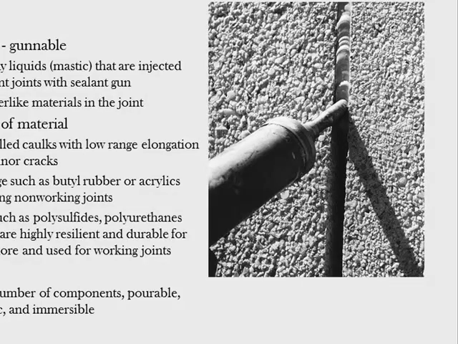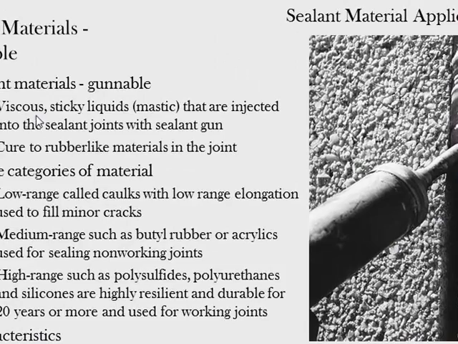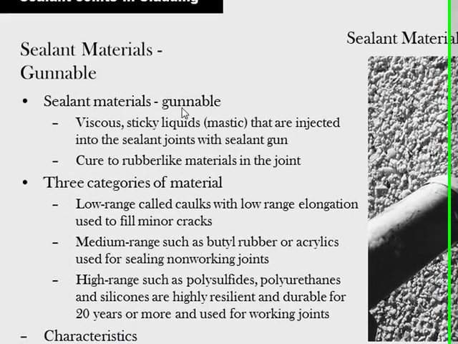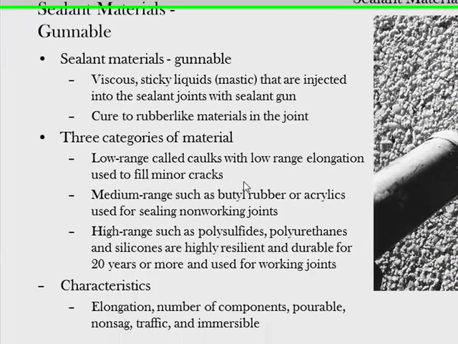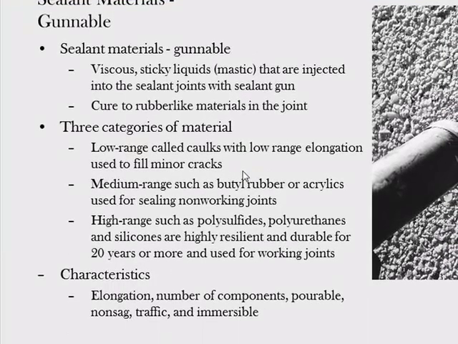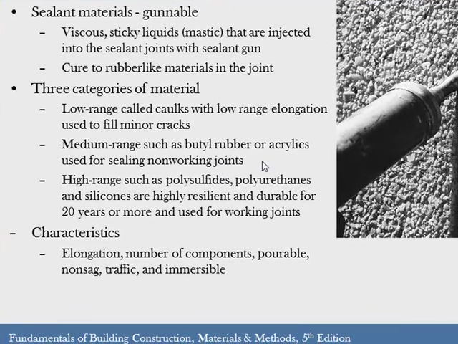So then there's sealants, like caulk. All y'all are familiar with caulking. There's gunnable sealants. There's 3 different categories, and when you start detailing this kind of stuff, you have to be familiar with it and understand. Low-range caulks are to fill minor cracks. Medium range, such as butyl rubber or acrylics, are used for sealing non-working joints, meaning they'll stay stiff.